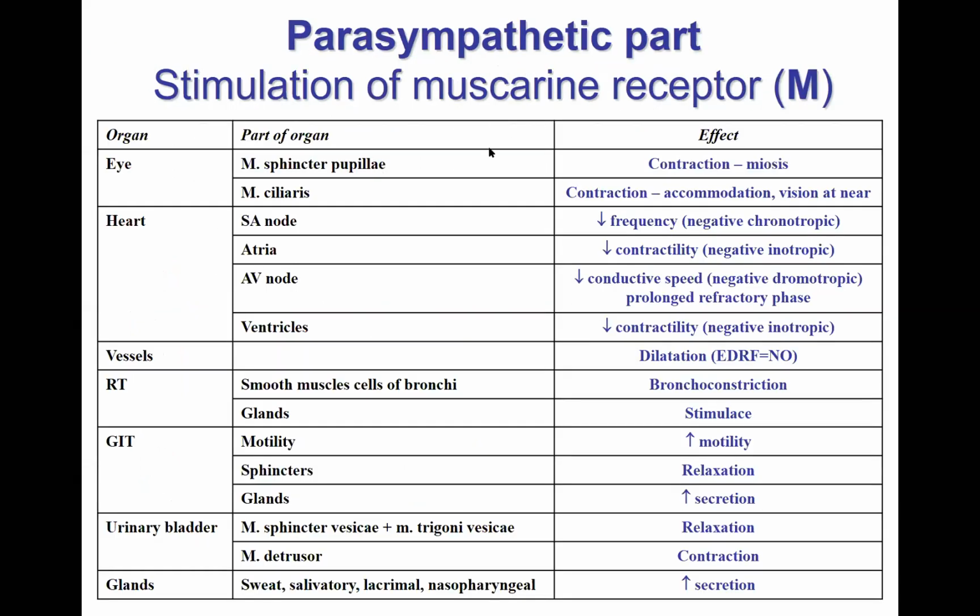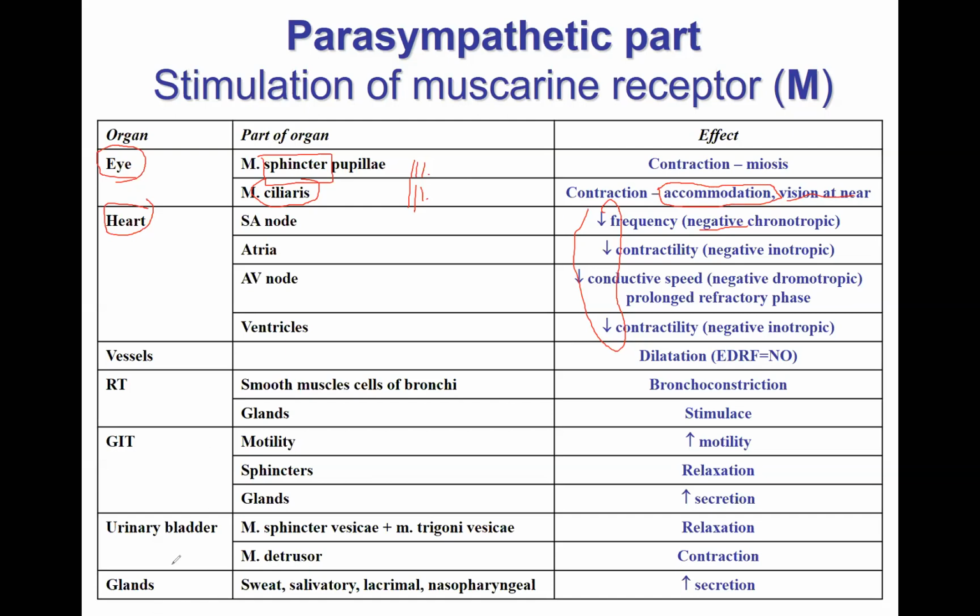And again, the parasympathetic system. What is the function of the parasympathetic system? In the heart, everything goes down. Everything is negative. For the eye, it's the sphincter, and we already know this as it's supplied by the oculomotor nerve. The same for the ciliary muscle, which is for accommodation, so if you would like to look at near objects.